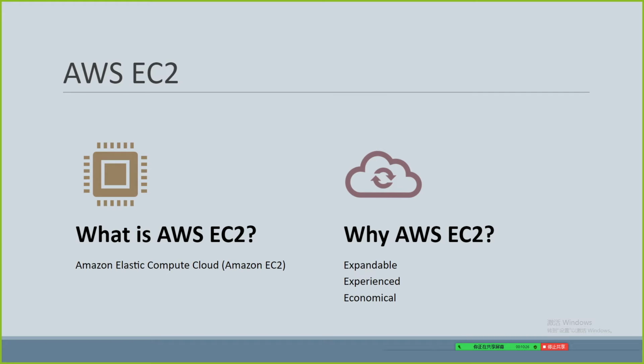So what is AWS EC2? It stands for Amazon Elastic Compute Cloud, which provides scalable computing capacity in the Amazon Web Services Cloud. And why did we choose AWS EC2? The first reason is that it is extendable. We can easily change the instance type to achieve faster computing or greater storage, and changing the instance type will not damage any lines of code.